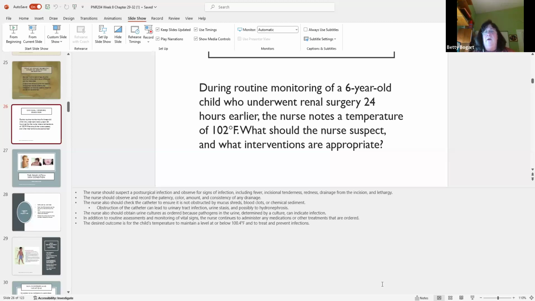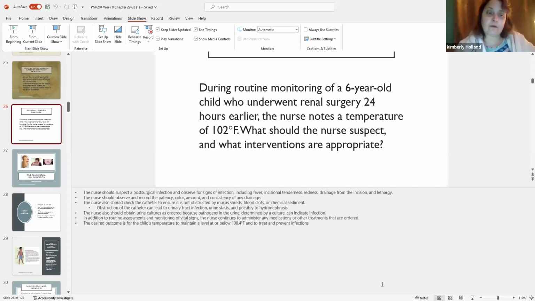So, all right, he had renal surgery. Whenever he had surgery and have a fever, it is something that we need to look for and figure out what's going on, right? So, infection, oh, absolutely. What else would you look for? How do you see infection?